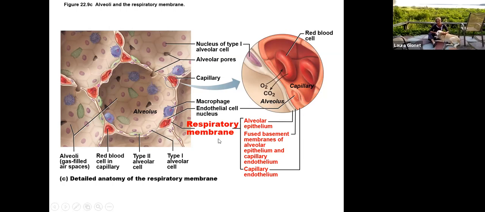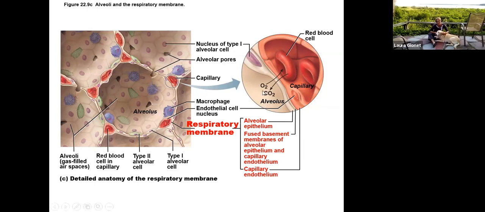your respiratory membrane. And so in red here, the respiratory membrane is essentially the simple squamous of the alveoli, some basement membrane, and then the simple squamous layer of your capillary. The thinner that is, the easier the gases diffuse, and the more rapidly.